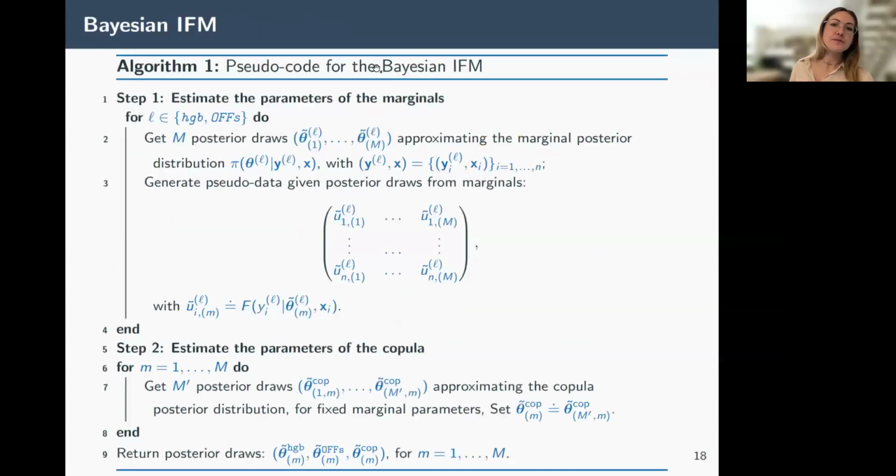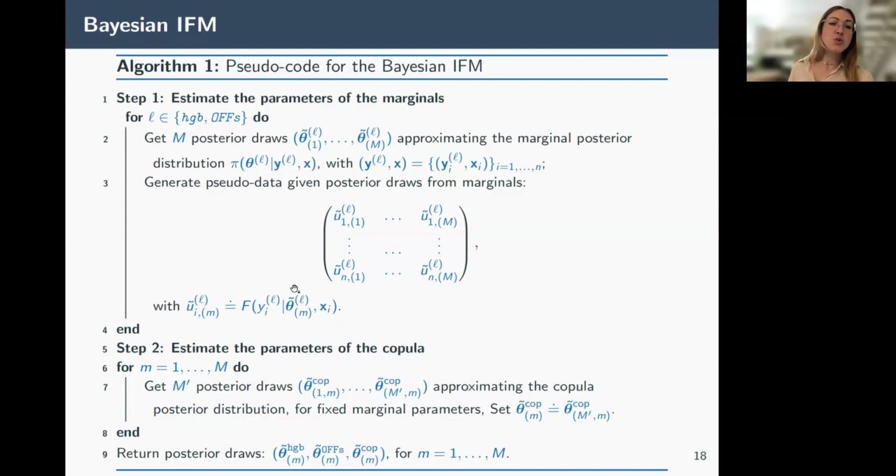So basically, the two stages are the same. In stage one, or step one, we estimate the parameters of the marginals following a Bayesian approach. So for example, we could get some posterior draws from the univariate distribution, approximate one of the marginals. Then we do the same for the other marginals. And then we use the posterior samples to get pseudo data U. So basically to evaluate the value of the CDF in Y_i given the draws from the posteriors.